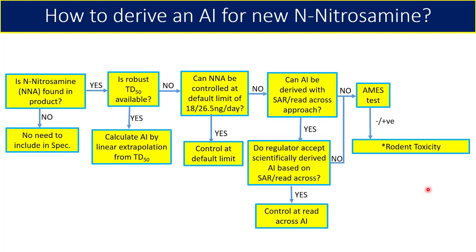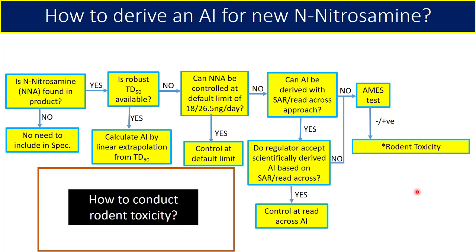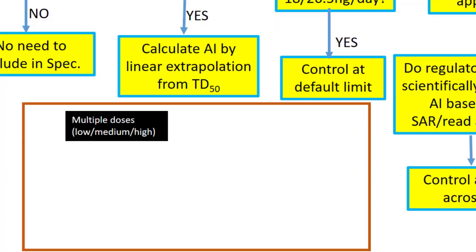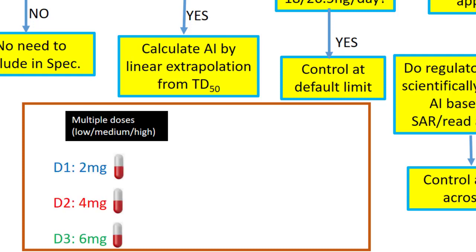Let us now understand, in case you want to perform the rodent toxicity study, how you can do that. This is again proposed by the EMA guideline. You need to conduct the rodent toxicity at multiple doses, like low, medium, and high. Let us say these are the examples: dose 1 contains 2 milligram exposure, dose 2 contains 4 milligram exposure, and dose 3 contains 6 milligram exposure. Now this is just for your understanding and reference.